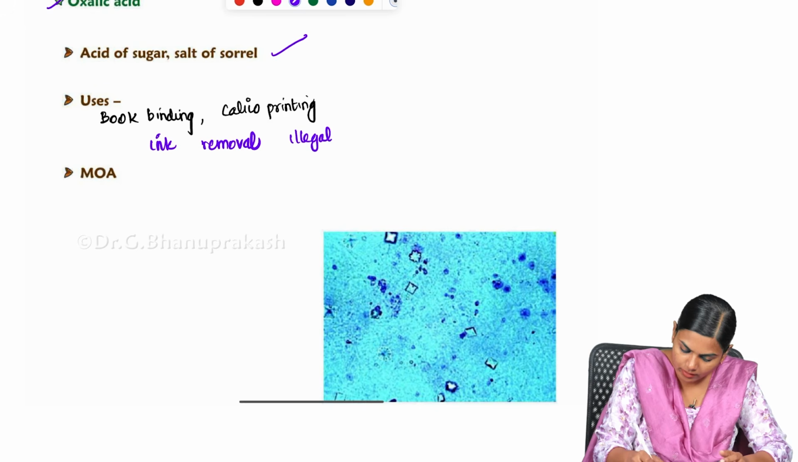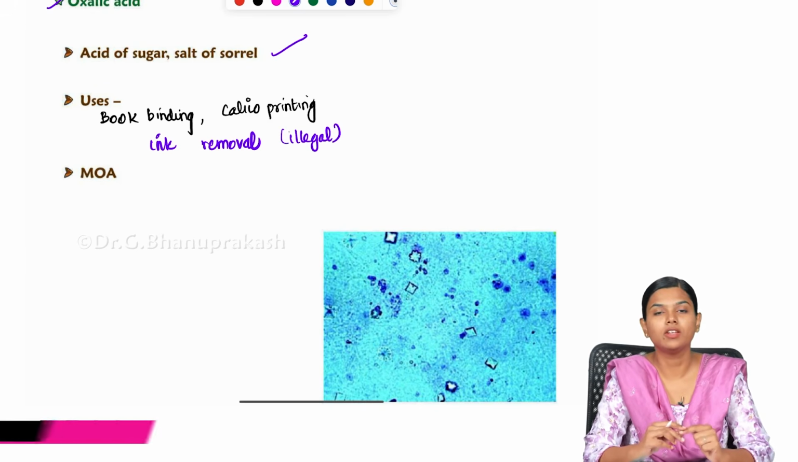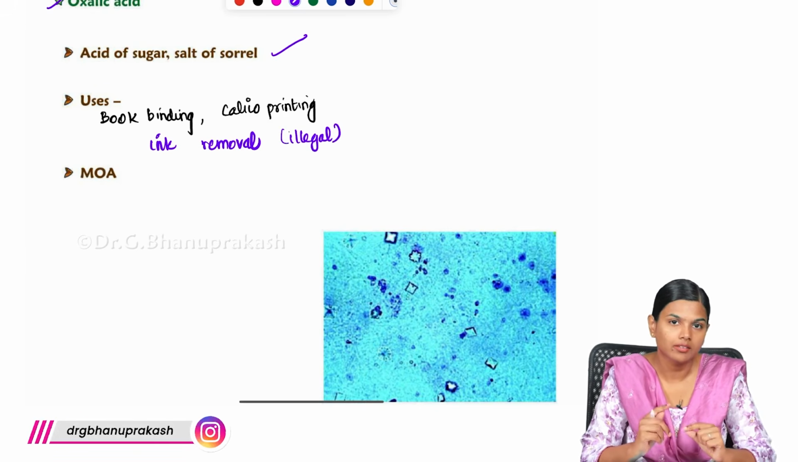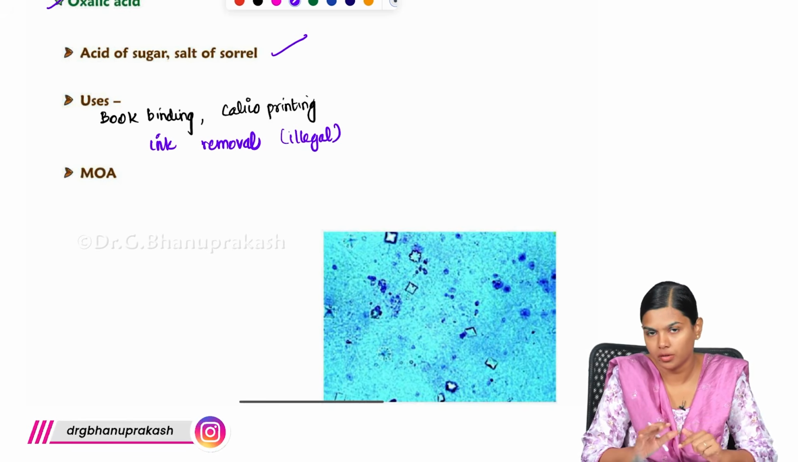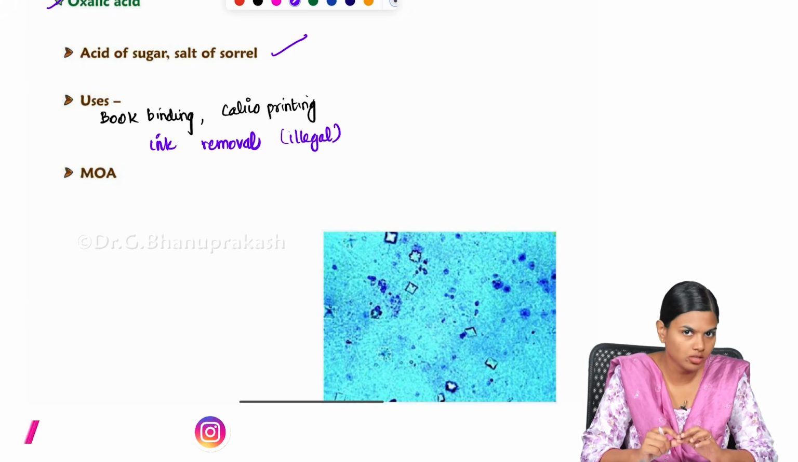Illegal. Like during polling, they will put one ink on the finger, right? That ink is normally not able to be removed. But using this oxalic acid, you can remove that ink. So for that they use this oxalic acid.